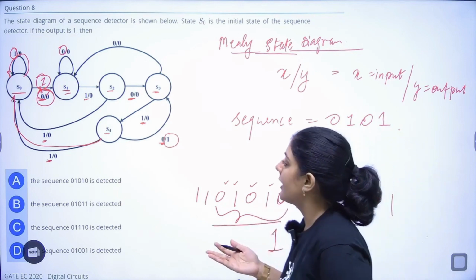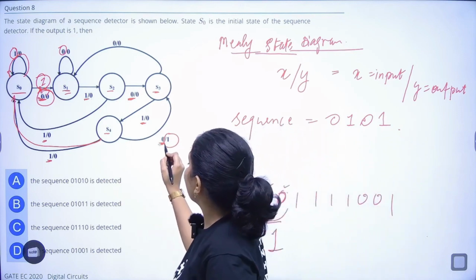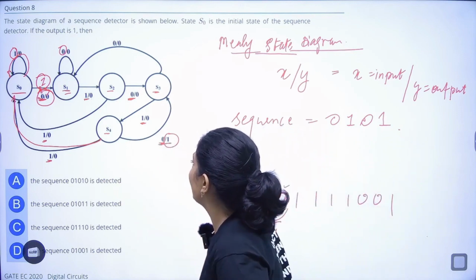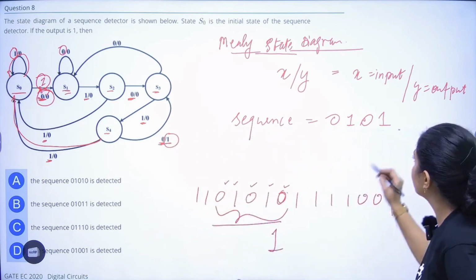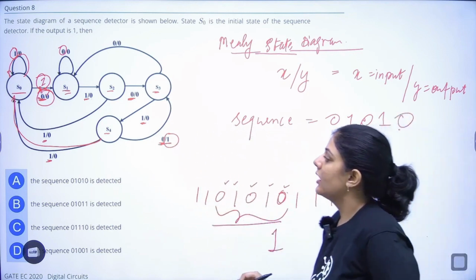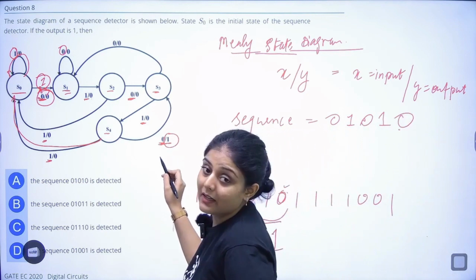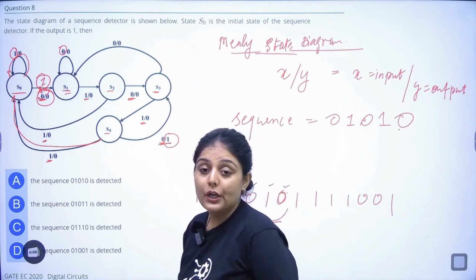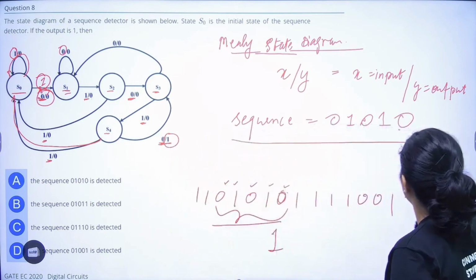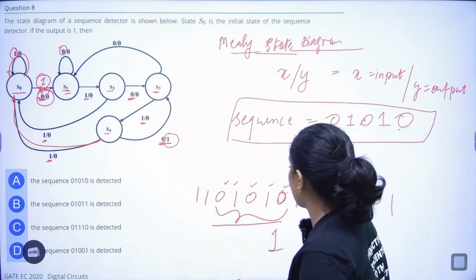So a similar thing is happening here. Now it has received the complete sequence. It is giving output as 1, and the complete sequence is this, because it is giving output as 1 when input is equal to 0. So this is your sequence. So this is how it will work.